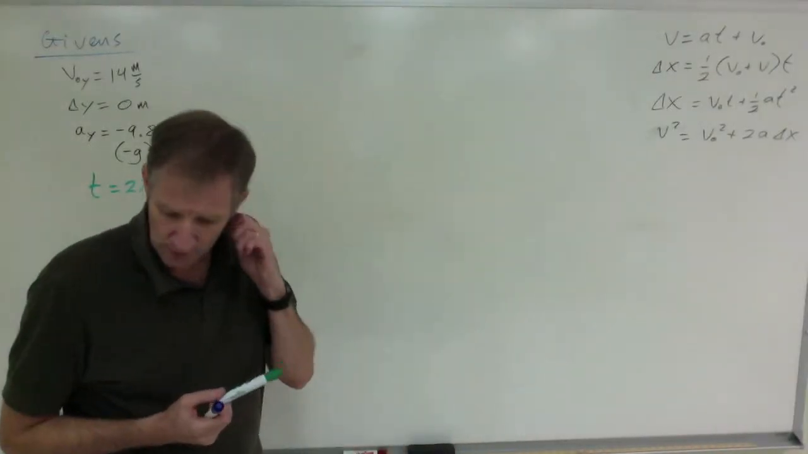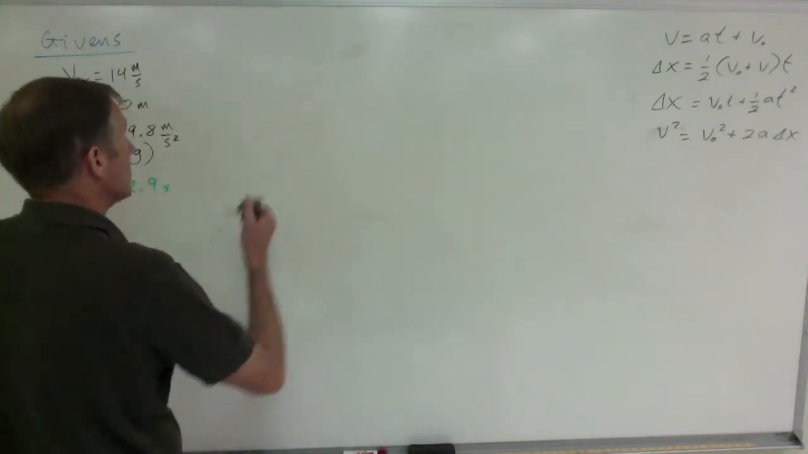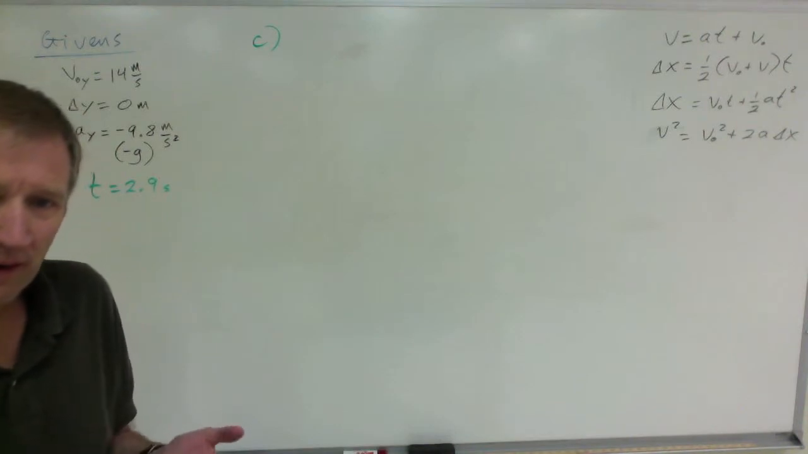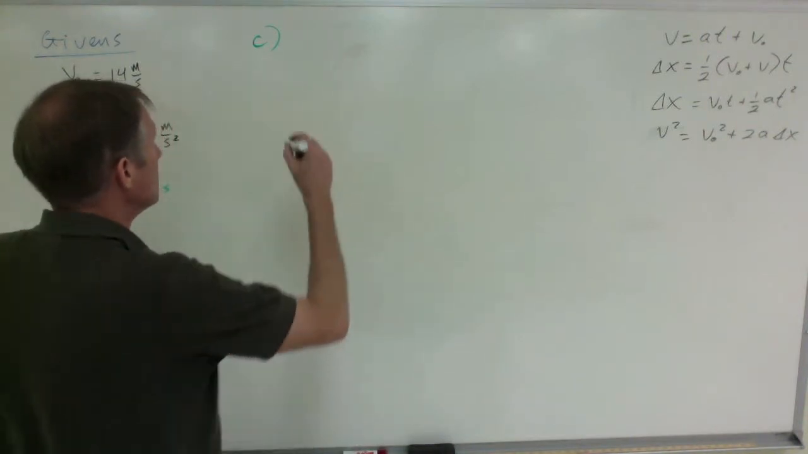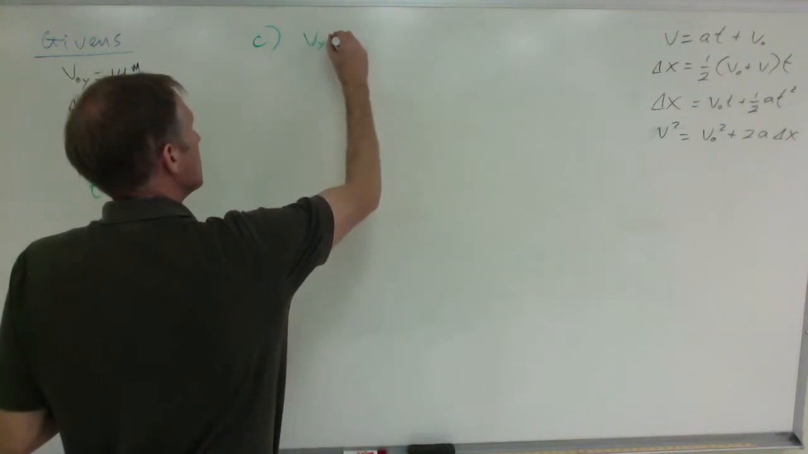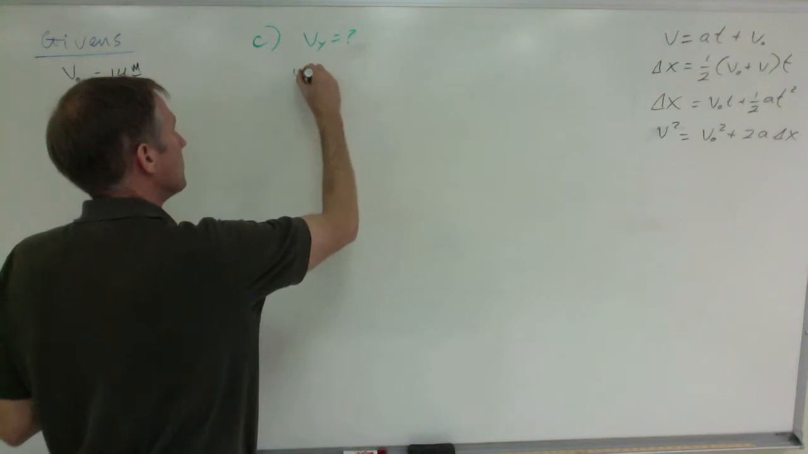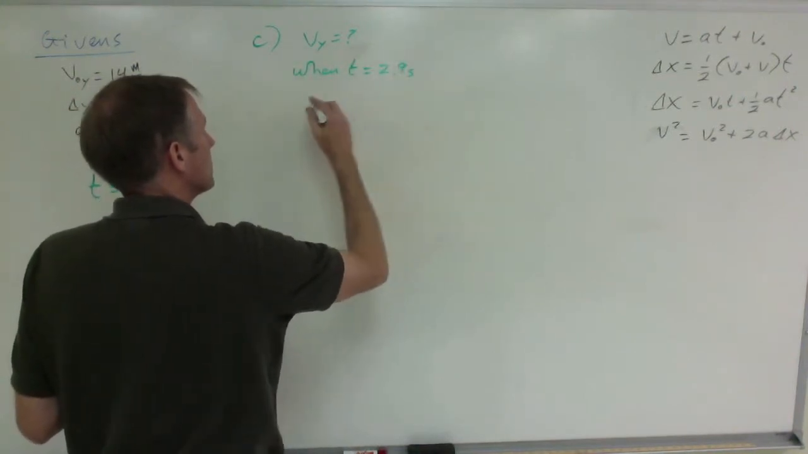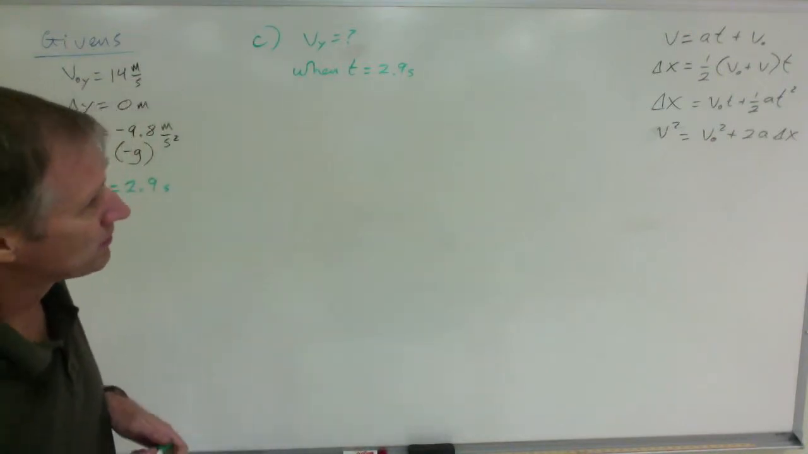Okay, continuing on with this last free fall question, part C asks for its velocity as it strikes, well, as I catch it, the velocity just before I catch it, actually. So what is Vy? That would be at t equals 2.9 seconds, when delta y is equal to 0 again. Well, there's a couple ways to do this.